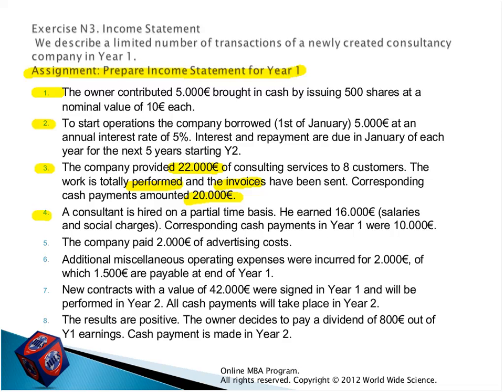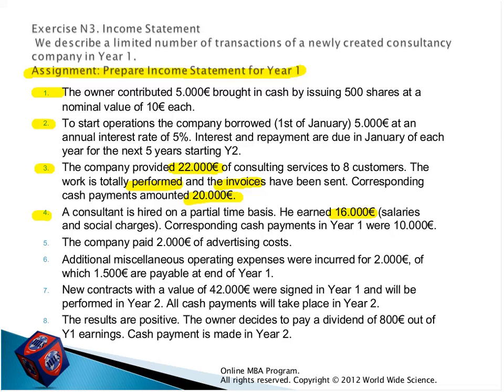So number 4: a consultant is hired on a part-time basis, and he earned 16,000 euro in salaries and social charges. The corresponding cash payments in year 1 were 10,000 euro only. So that means we hired some people, and we should make the payment of the salary of 16,000, right?